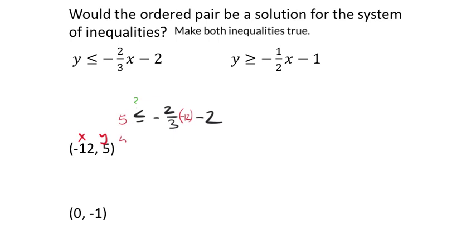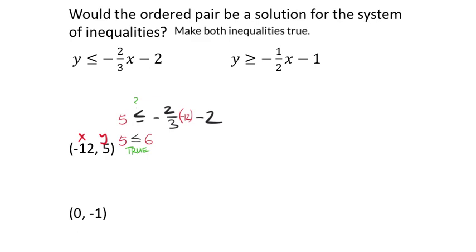There's nothing to do with the 5, but we want to see if 5 is less than or equal to, let's see, negative 2/3 times negative 12, that'd be 8, minus 2. I get 6. So is 5 less than or equal to 6? The answer is yes, it is. So this statement is true. That means the original inequality is true when we replace the x with negative 12 and the y with 5.